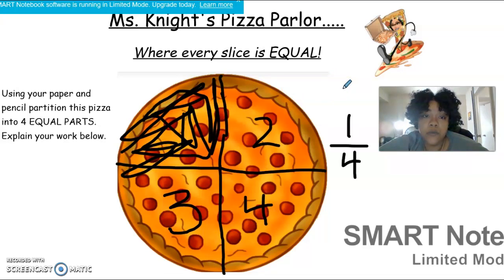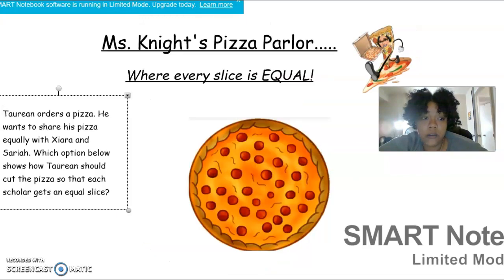All right, scholars. So that was one question I really wanted to go over with you because it might have been a little difficult for you to partition that pizza into 4 equal parts. But now we're going to try to partition a pizza into thirds, which can be a little more tricky. Let's check it out. So you had this problem on your practice problems. It says, Torian orders a pizza. He wants to share his pizza equally with Zayara and Soraya. Which option below shows how Torian should cut the pizza so that each scholar gets an equal slice?